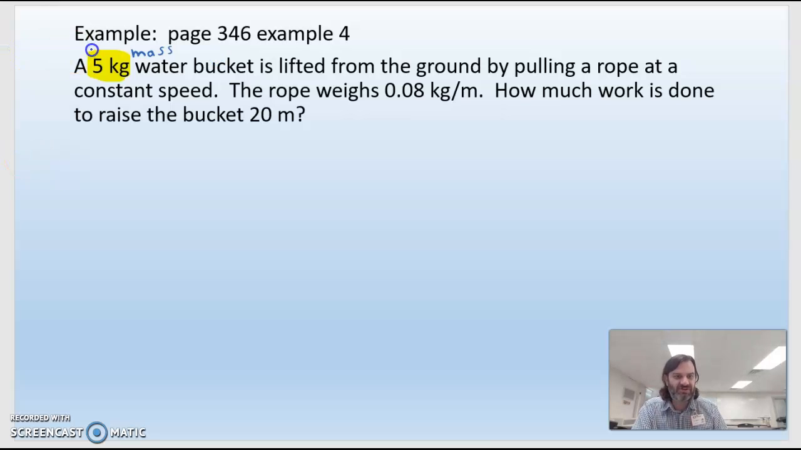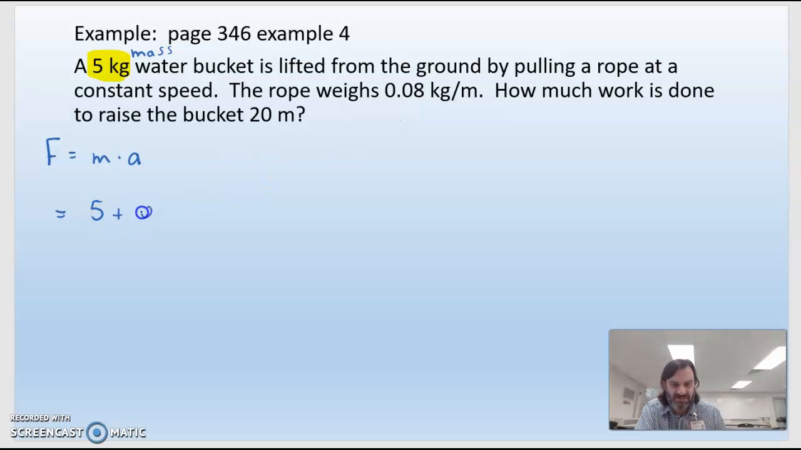So we need a force function to start off with. With the force here, remember that's mass times acceleration. F equals ma. So let's see here. We're going to write that function. The mass was 5 kilograms, and that's for the bucket. But then we're going to add to that something that's changing. We're going to add the weight of the rope. So we're having to lift that rope as we go.